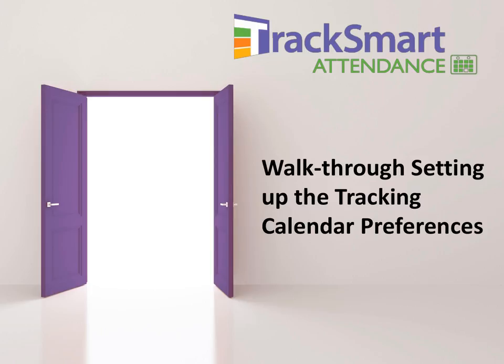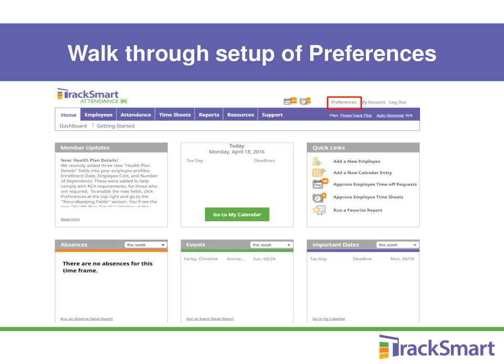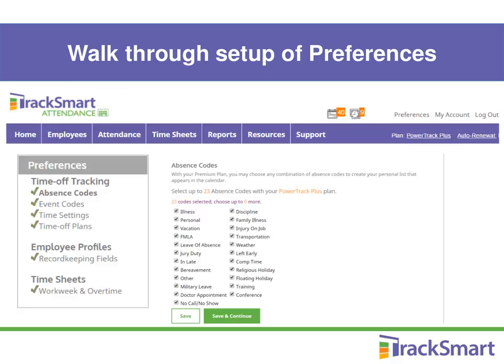Let's start out by walking through the settings within the preferences that impact the tracking calendar functionality. You can access your preferences by first logging in as an administrator, then clicking on the Preferences link in the top right corner of the page. Once you are on the Preferences page, you will see a list of options on the left-hand side of the page. Here is where you can set up your tracking calendar preferences.